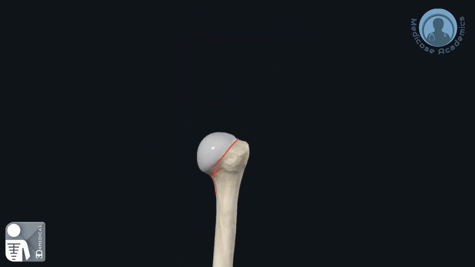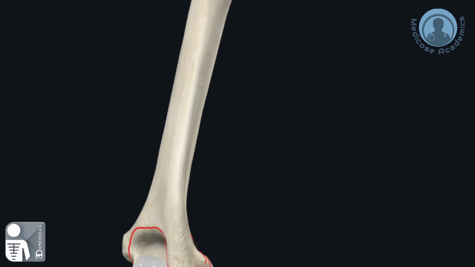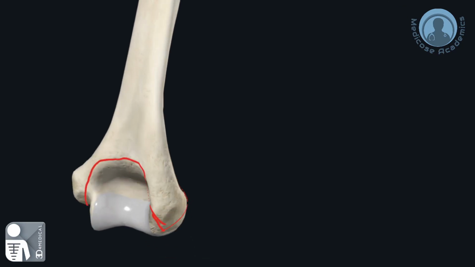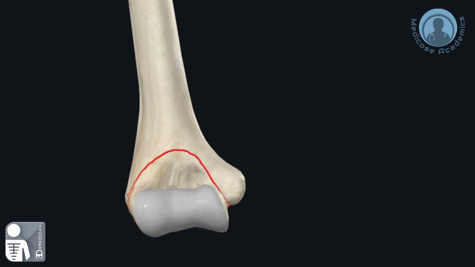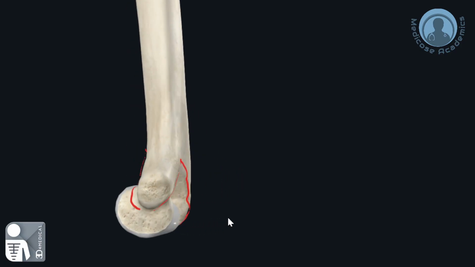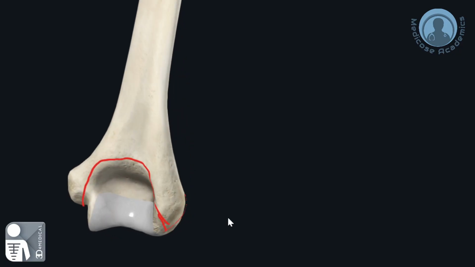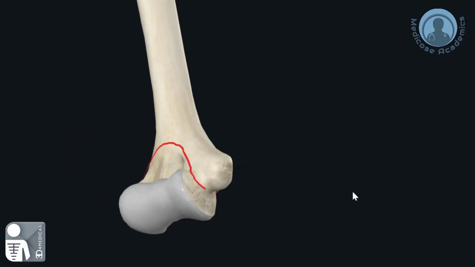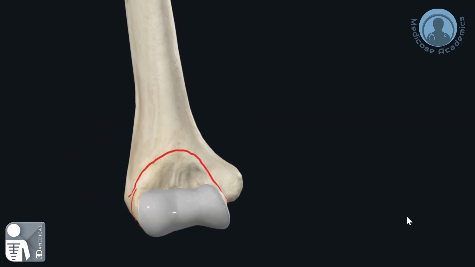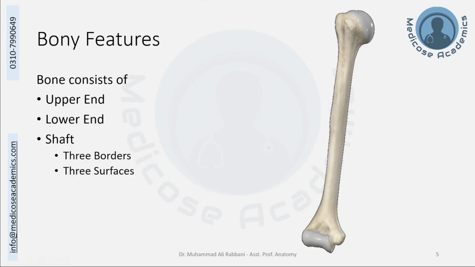As you bring the bone up and see the lower end, it follows more or less the same pattern. Here the radial fossa and the coronoid fossa are included in the line. So the line of the capsule goes above it, and the epicondyles are outside, so it goes through here. Again the olecranon fossa is included in the capsule, and again the lateral epicondyle is excluded. So this is how the line of attachment of the shoulder joint and elbow joint goes.